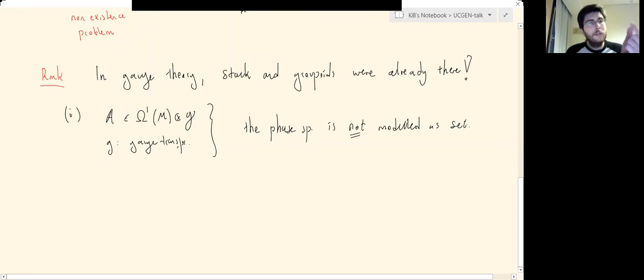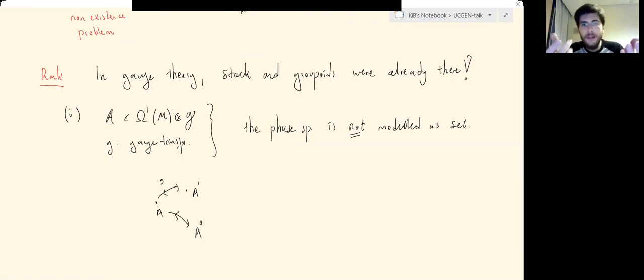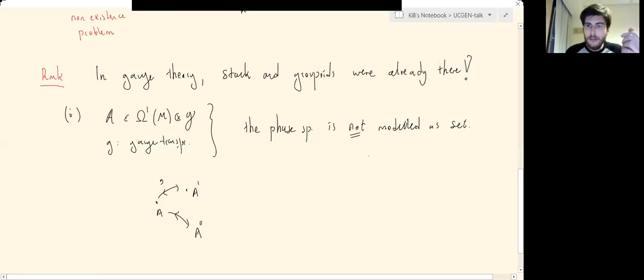Remember, you have points, so you have A prime, and at the same time you have gauge transformations. But remember, these are invertible, right? So maybe you have A double prime, this thing is invertible. So you have points together with arrows, which are all isomorphisms. What is this? This is just a groupoid, right? So therefore, this thing is modeled as a groupoid. So groupoid is the right structure. Okay, so this is the idea.